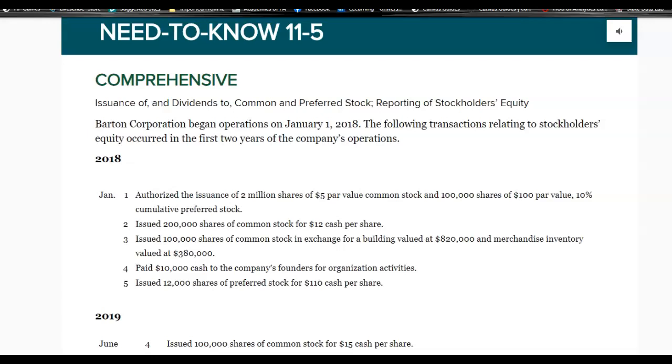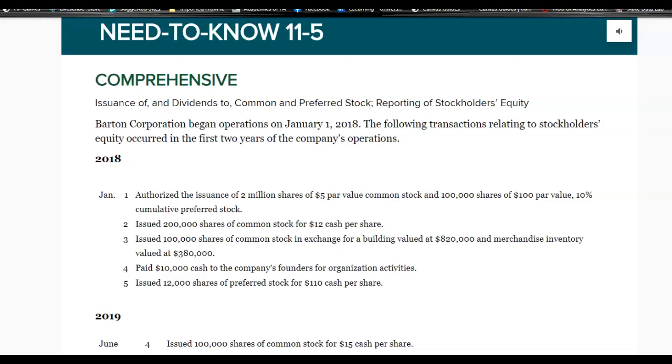And it's cumulative, meaning that if the company doesn't pay it this year, then next year they not only owe them their dividend next year, but they also owe them the dividend from the prior year. And so until they actually start paying the dividends, it will continue to accumulate.